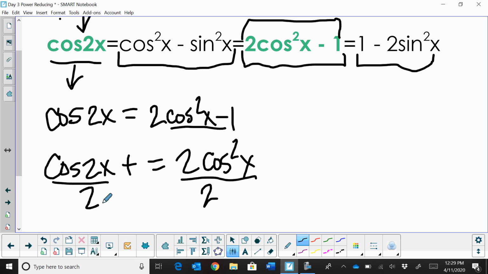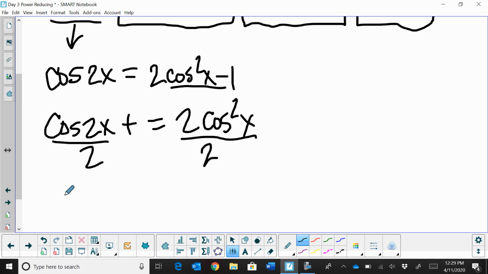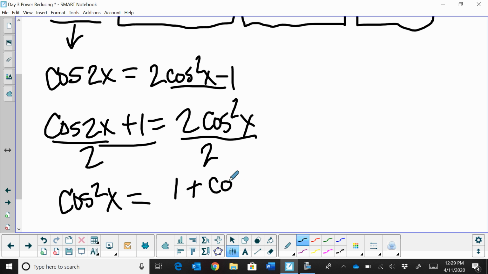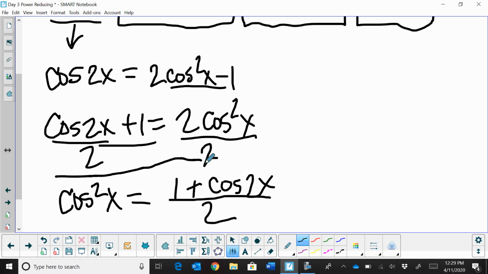And guess what we have? We have the power reducer. So the power reducer for cosine squared x is equal to, whoops, that should have a 1 right there, 1 plus cosine 2x, the double angle, all over 2. And that is our power reducing equation that we've just derived.